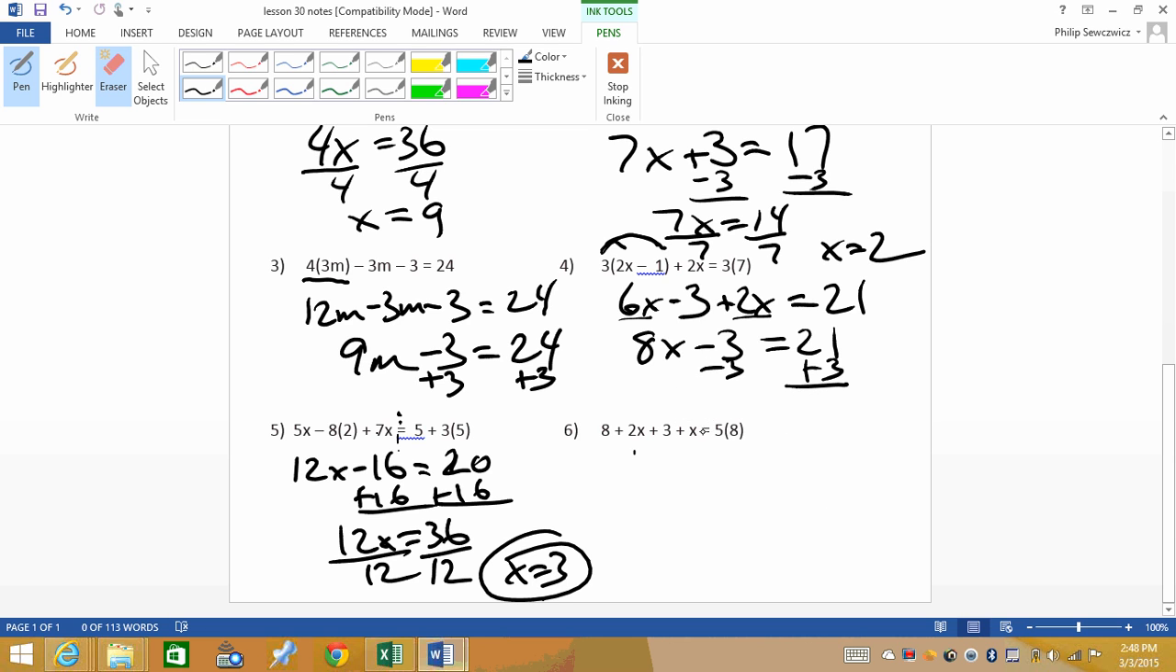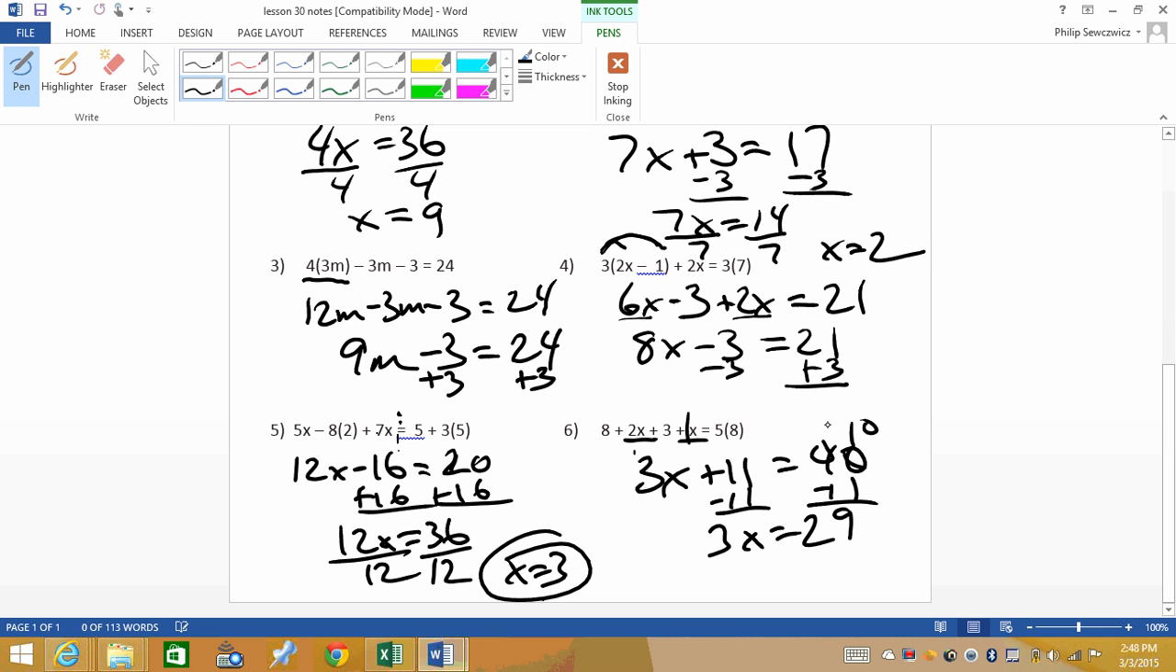All right. Let's do it together. Let's combine our x's together. So 2x plus x gives me a 3x, because again, there is a 1 that's there. 8 plus a 3, that is an 11. And 5 times 8 is a 40. Hello, two-step equation. Subtract 11 from both sides. 3x equals 29.